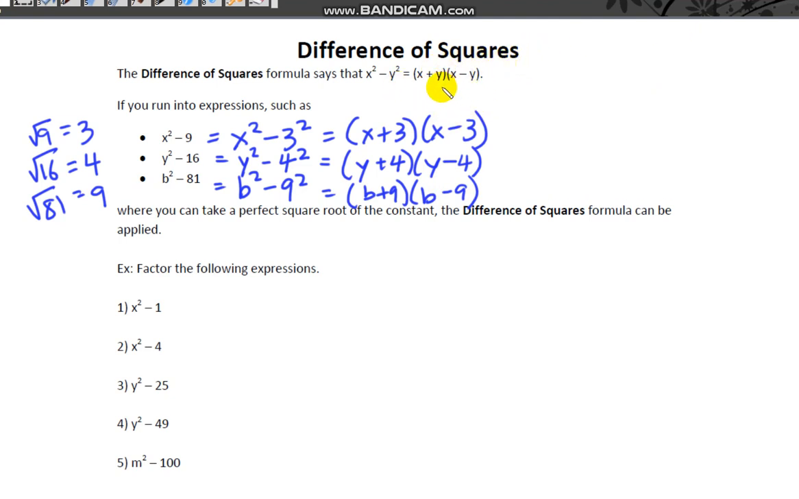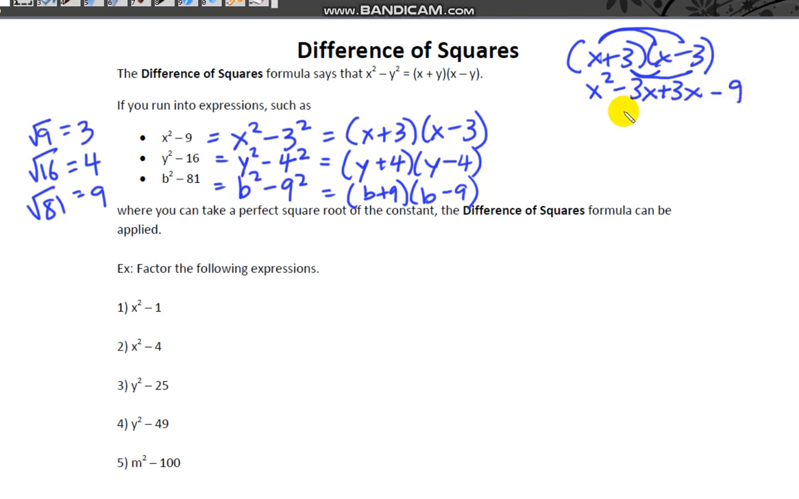Okay, so what I want to show you is why this works. Let's say, I'll just do the first example, x plus 3 times x minus 3. If you had to do FOIL, if you guys like FOIL, you do first, so x times x, x squared, outer, and then minus 3x, inner, plus 3x, and then last, 3 times negative 3, negative 9. If you combine like terms, the middle terms cancel out, so you're left with x squared minus 9.